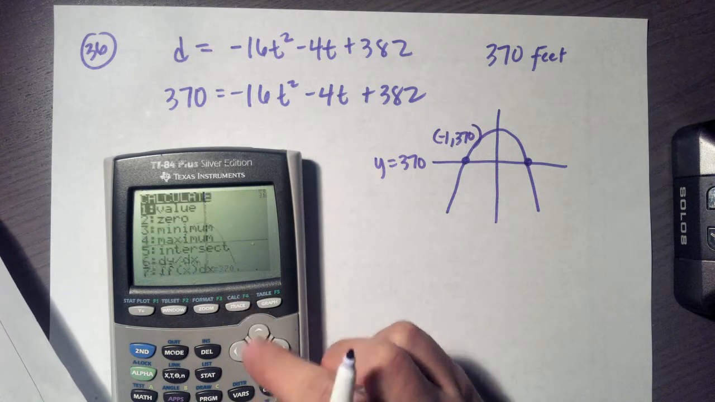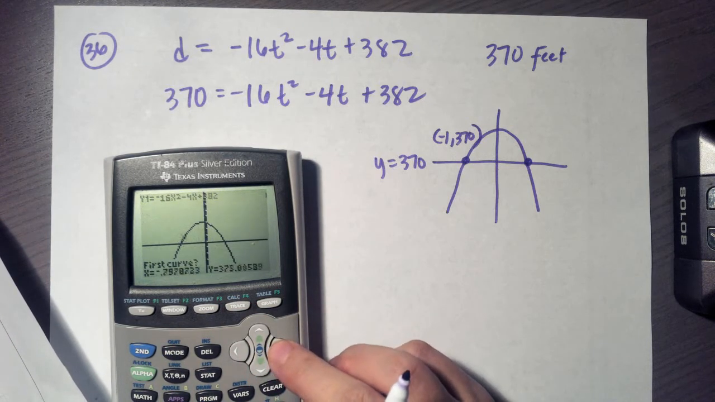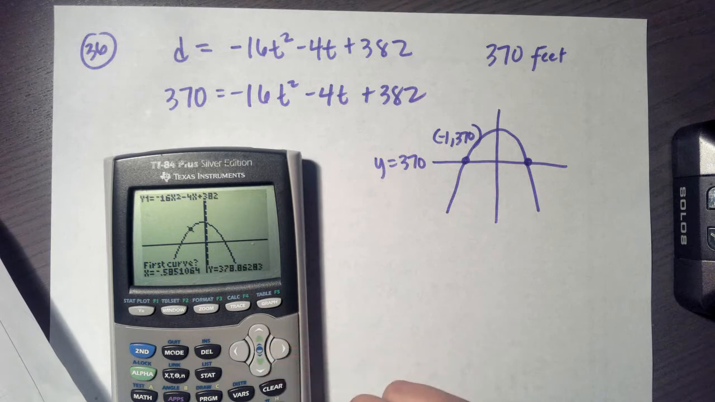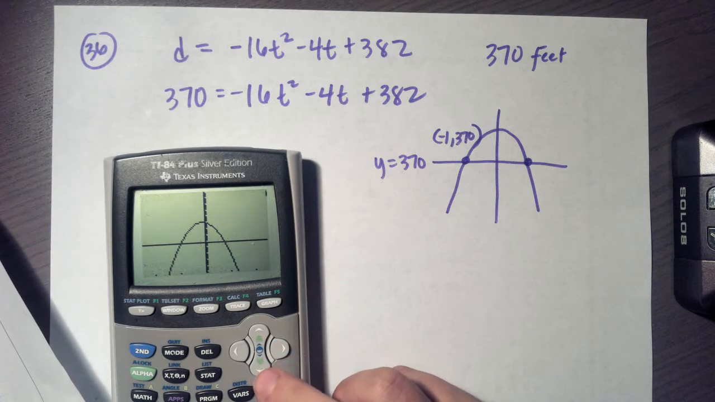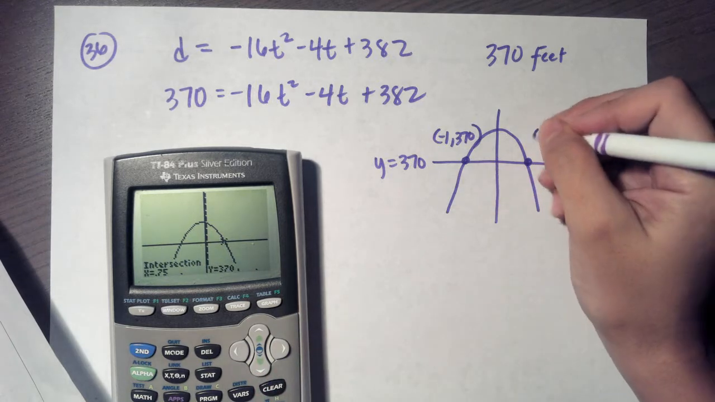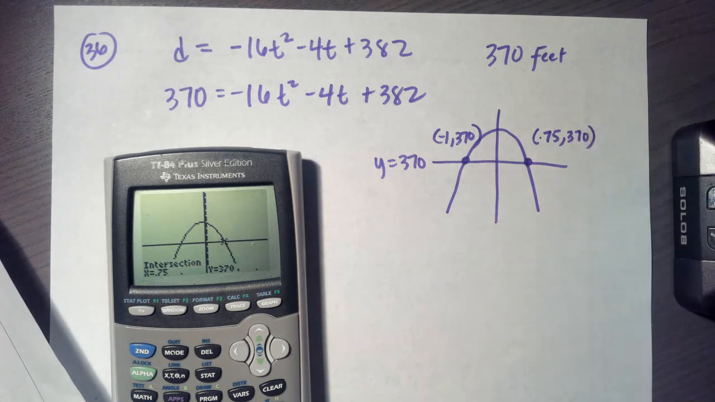And let me go ahead and do the same thing again. Second trace, intersect. It says first curve, make sure it's on the parabola. It does not matter where. Second curve, it just has to be somewhere on the line, enter. And then I'm going to move it over all the way here. So this is going to be 0.75, 370.